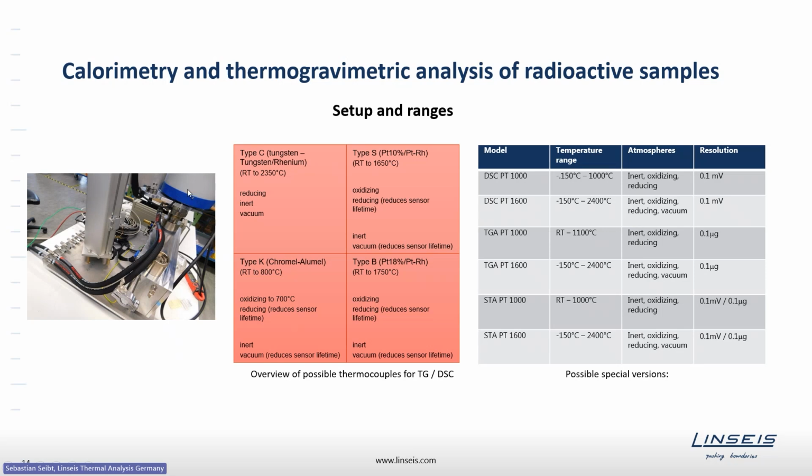This blue part up here is the furnace. This column here is the furnace lift. This block is the balance unit, and all these cables are going through limo feed-throughs out of the chamber here. This setup, as said, can be ordered with Type C, Type S, Type K, and Type B thermocouples.